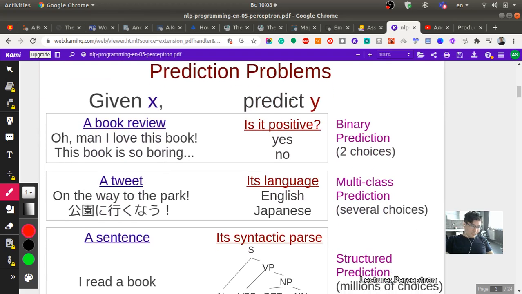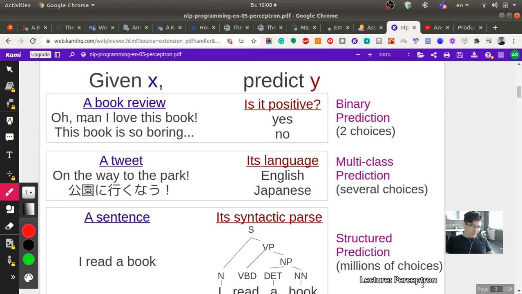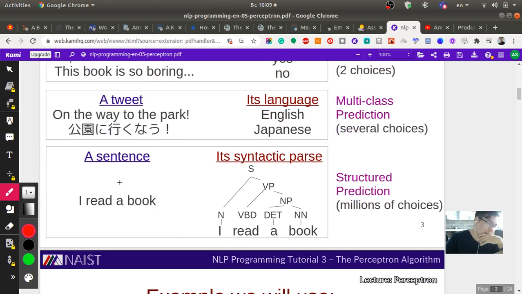Given x, a book review, predict y. For example, is the review about the book positive or not? Or is it English or Japanese? Given a sentence, "I read a book", you try to predict a syntactic parse. For example, is it a noun, is it a verb? So it's also an important part.